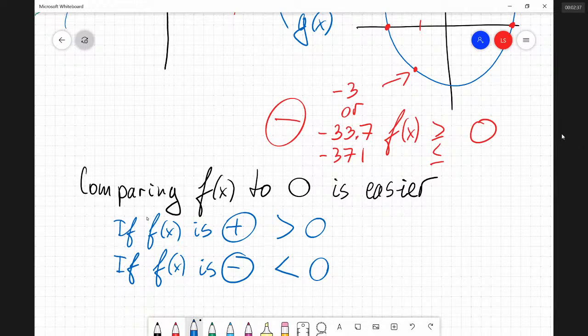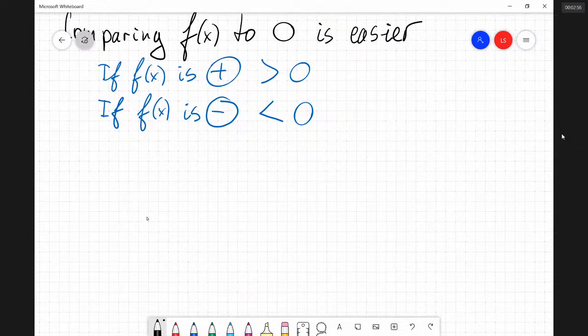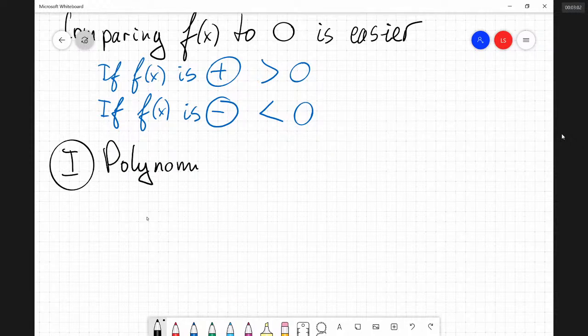That's why oftentimes when we're solving inequalities, we want to rewrite them in such a way to be able to compare them to 0, as opposed to comparing a function to another function or even a number. So that's one little part that we're going to notice in both of these types of inequalities. Now let's start with polynomials. Polynomial inequalities.